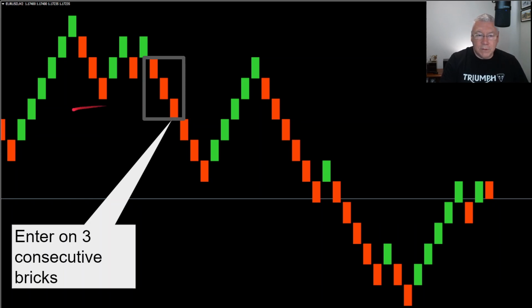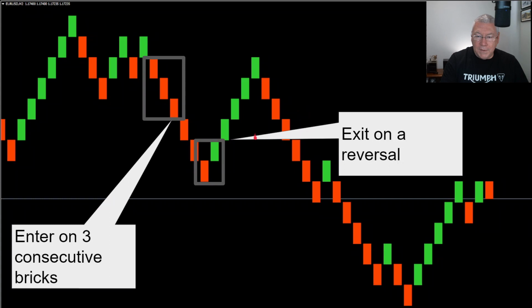Now it doesn't just have to be sell. On the left hand side here I have three bricks continuing in an upward direction, and we would enter at the top of that brick. And the exit signal is on a reversal as soon as we get one brick in the opposite direction to the trend. So I would be exiting at the top of this upward brick.